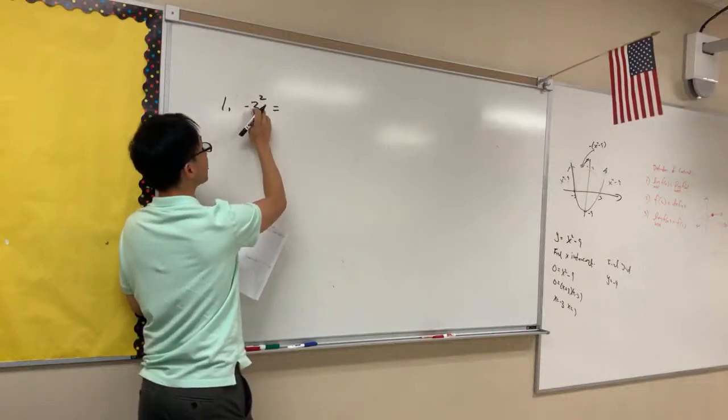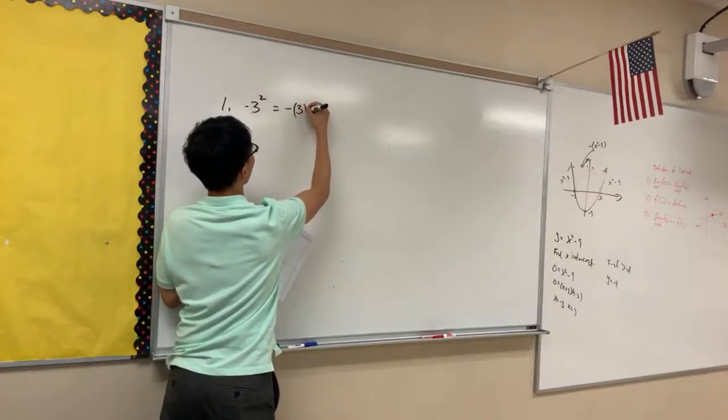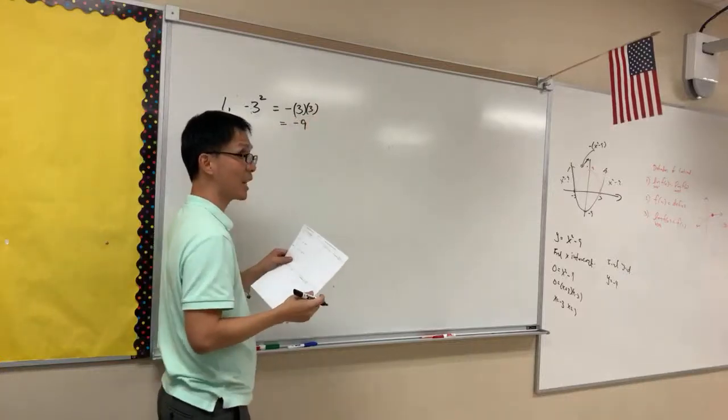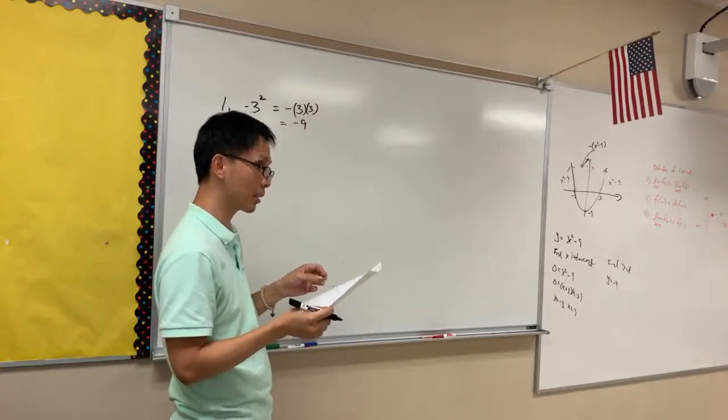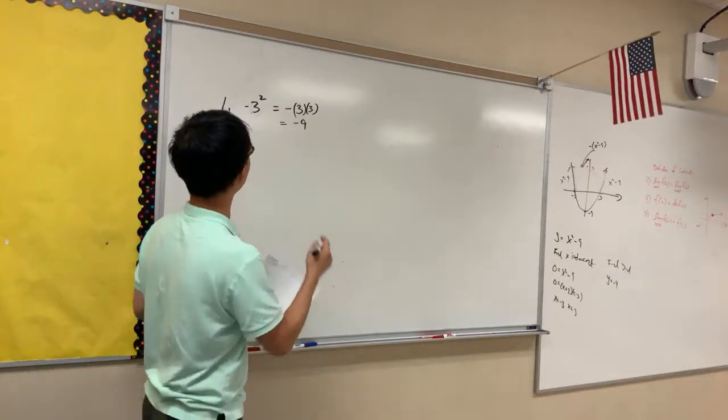This negative sign is multiplied to this whole thing. So it's actually -3 times 3, which is equal to -9. So it's -9, not +9. Some of you look at me like you've never heard this, so now you're going to know the right answer.